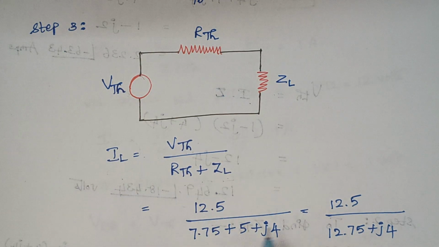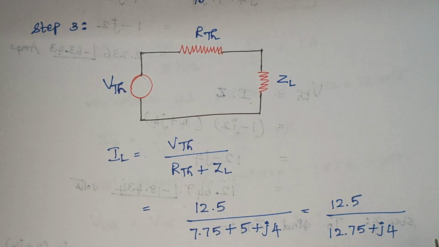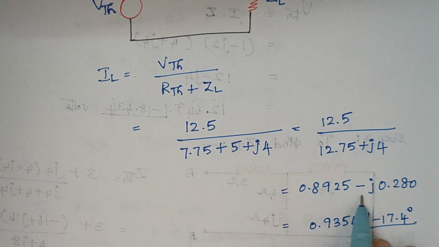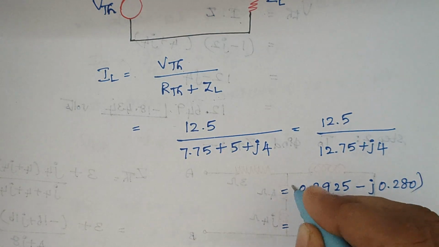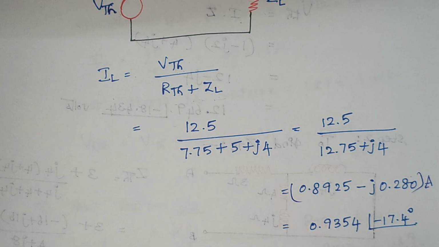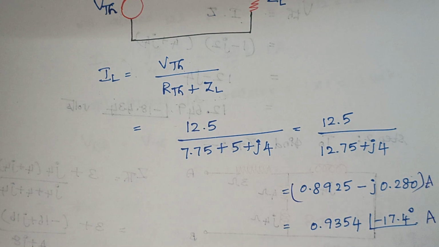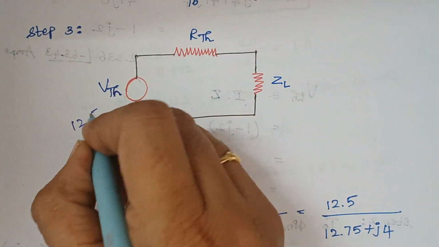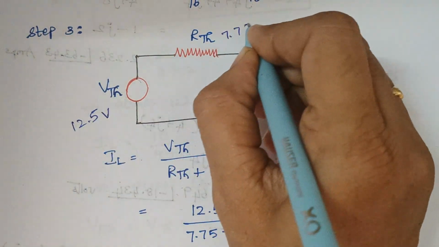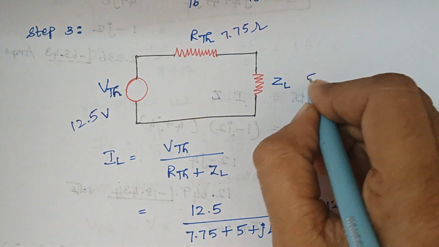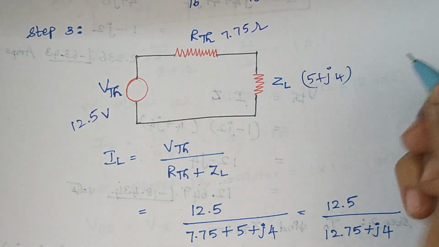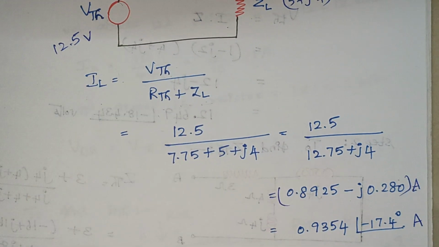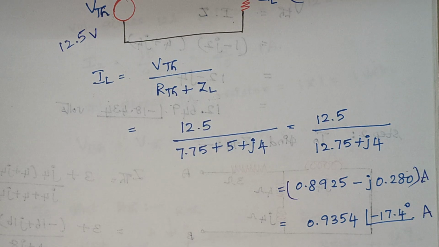So just substitute the values here. Once you substitute, we end up with the final answer as 0.8925 minus J0.280 amps. When you convert this into polar form, we have our answer like this. Here it is 12.5 volts, 7.75 ohms, and 5 plus J4 ohms, right? So here comes the end of this problem. We will move on to the next one.